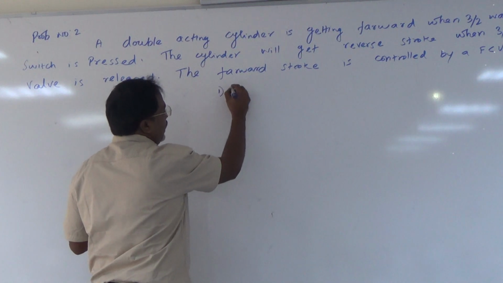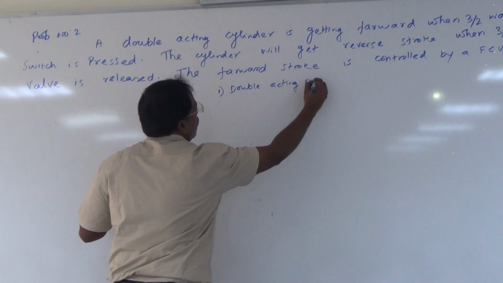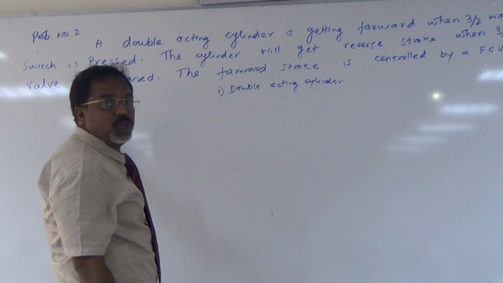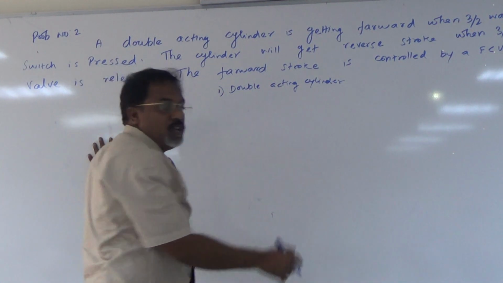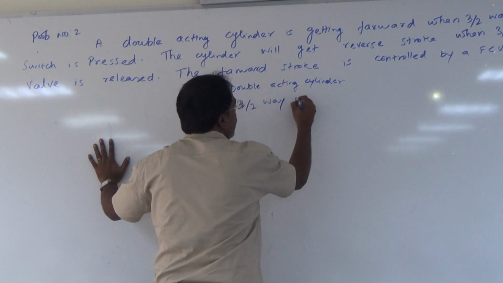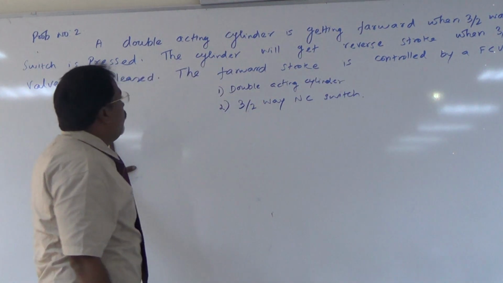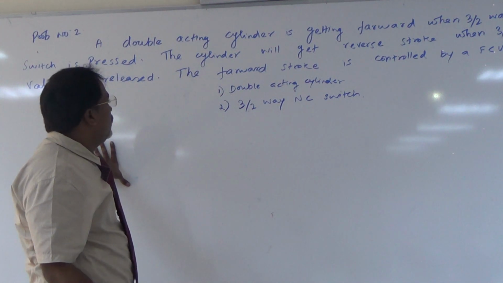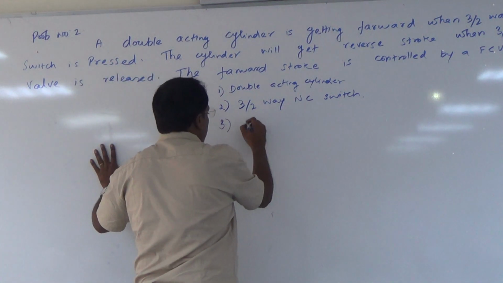The first one is the double acting cylinder, because it is given. Then the double acting cylinder is getting forward stroke when the 3 by 2 way normally closed switch is pressed, so definitely one 3 by 2 way valve is required. The second one is the 3 by 2 way normally closed switch. When the 3 by 2 way valve is released, it should automatically come back. The forward stroke is controlled by an FCV, the flow control valve. The third is the flow control valve.